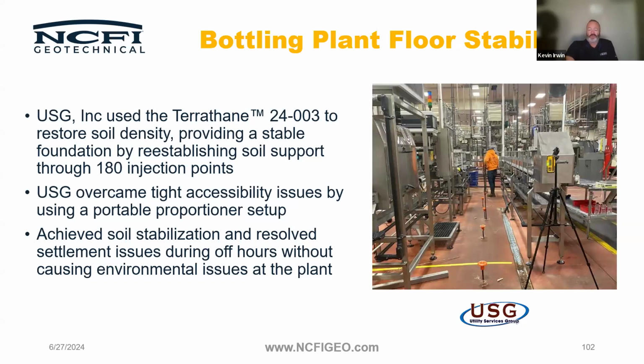Bottling plant with Utility Services Group. This one was Polyurethanes 24003, which is a 4-pound system. They were densifying soils in this bottling plant through 180 injection points. As you can see, a lot of accessibility issues here with all the equipment, and in many instances, our contractors don't have to move equipment, and can oftentimes work around it, with that tight access space.